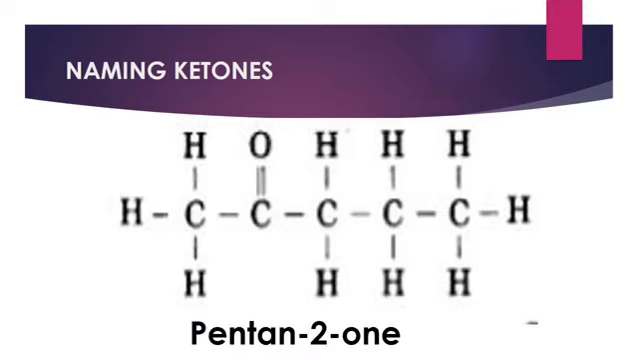Now let's have a look at this one. How many carbon atoms? That's 1, 2, 3, 4, 5. Now that's pent. Let's look at the position of the functional group. Now we will start numbering from the side that is closest to this functional group, the carbonyl group. So this is carbon 1, 2, 3, 4, 5. Now we have our functional group in carbon number 2. So the name becomes pentan-2-one.